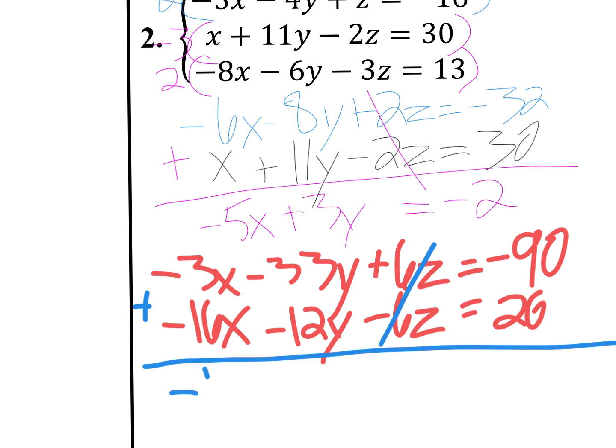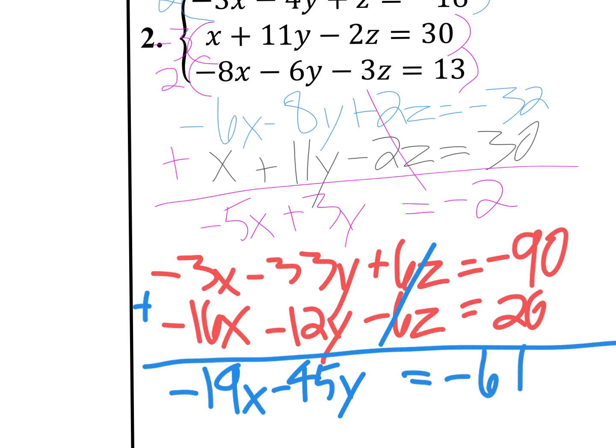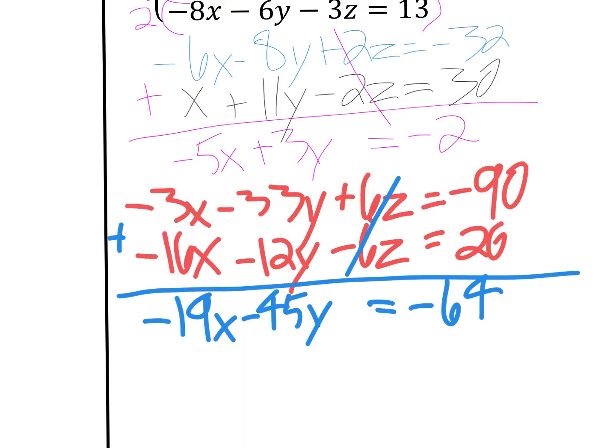This will give me negative 19x, negative 33y minus 12y, that's going to be negative 45y. And then negative 90 plus 26 is going to be what, 54, 64? Yeah, negative 64. Okay, so now I have to look at this equation and this one. All right, I need to pick a variable to eliminate.